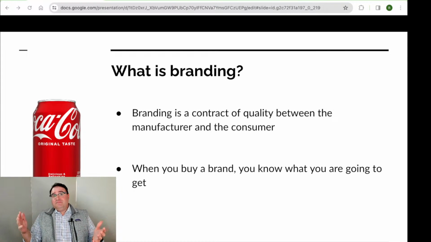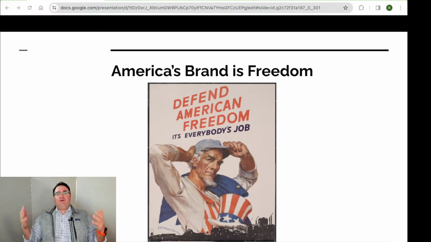What's branding? Branding is a contract of quality between the manufacturer and the consumer. When you buy a brand, you know exactly what you're going to get. When I buy Coca-Cola, I know what I'm going to be tasting when I drink that Coca-Cola. When I buy McDonald's, I know what I'm going to be tasting when I eat that Big Mac. Countries have brands as well. America's brand is freedom. Mom, apple pie. Worship the God of your choice on the Sabbath of your choice.